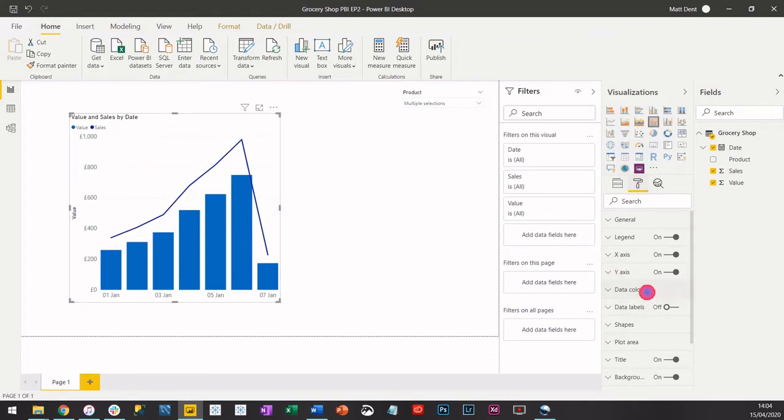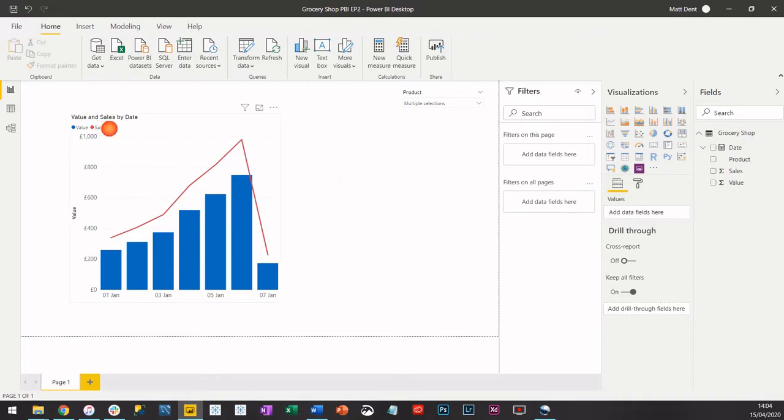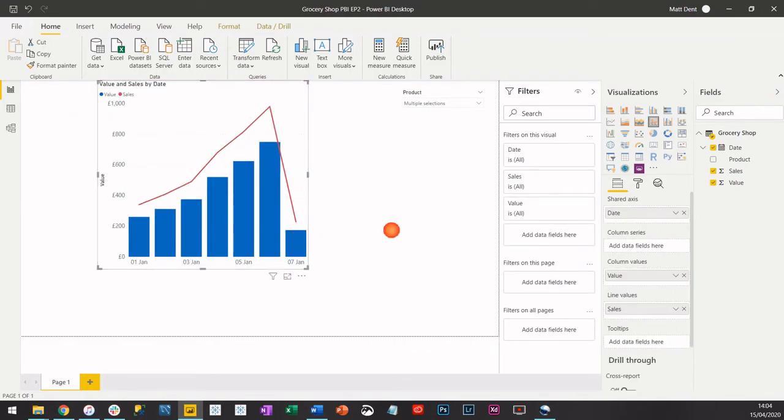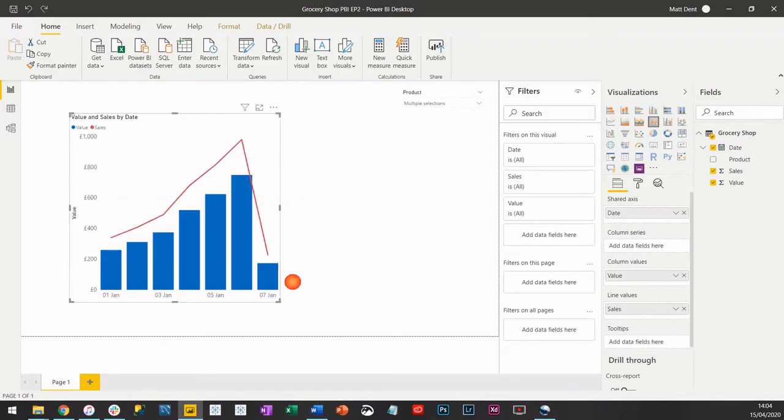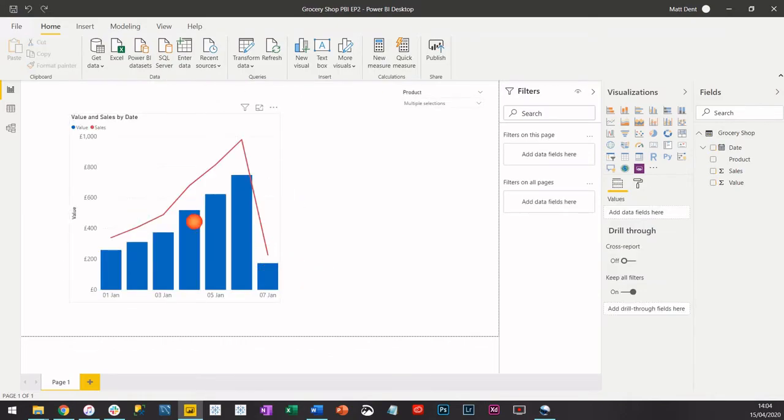Let me just make that a bit clearer so we know which is which. If we just make that a sort of pinky colour, so we can see sales in pink is the line and value is the bar here. So we can see how they interact together and how they may change over time. Now as sales have gone up, as has value, and when sales dropped off, as did the value there. So we can see how they are working together.